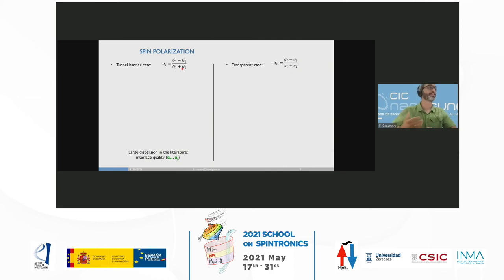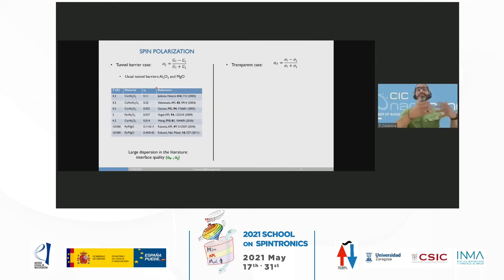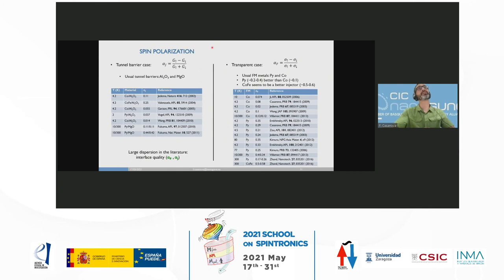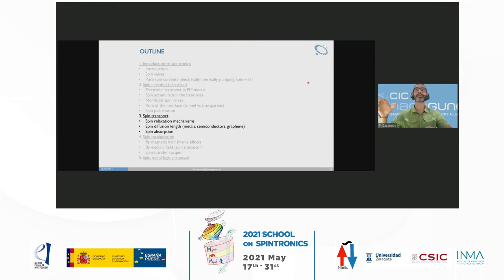So in general, in the literature, there is a large dispersion because it strongly depends on the quality of the interface. In the case of tunneling, here I'm putting some numbers for you to know. There's variation from less than, you know, 5% to almost 50%. Again, because the quality is very important. In the transparent case, for instance, permalloy and cobalt give very different values. Permalloy typically gets a better spin polarization than cobalt. And some materials like cobalt iron seem to give even better injection. So here is a bit of a summary of different results for you to see how we can extract relevant information from these measurements.